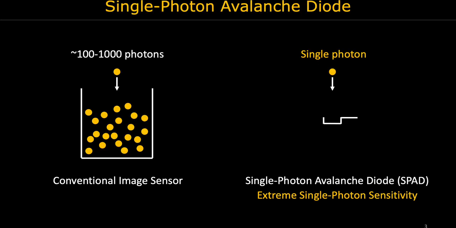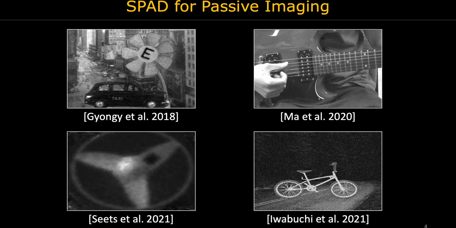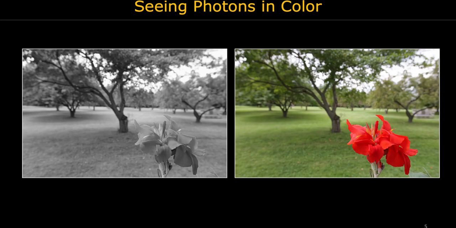A single photon avalanche diode, or SPAD, can record the arrival of individual photons. SPADs are a powerful modality for imaging in low light, high speed, and high dynamic range environments. However, previous work has largely focused on monochrome SPAD sensors. In this work, we add color to single photon imaging.